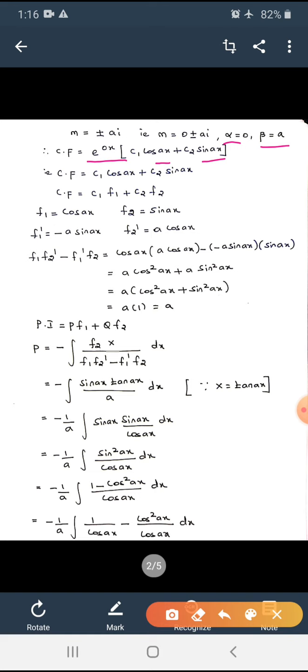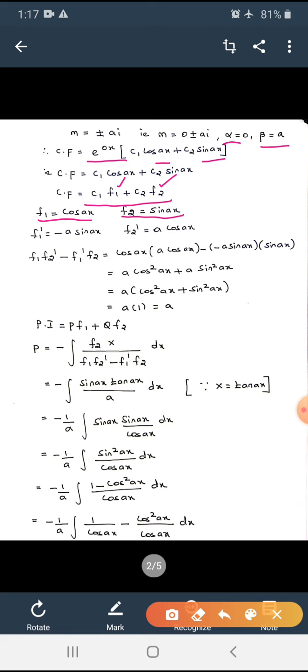We know that in the method of variation of parameters, the complementary function will be of the form c1 f1 plus c2 f2. Now if you compare these two equations, we can get f1 as cos ax and f2 as sin ax. So we can write f1 is equal to cos ax and f2 is equal to sin ax.